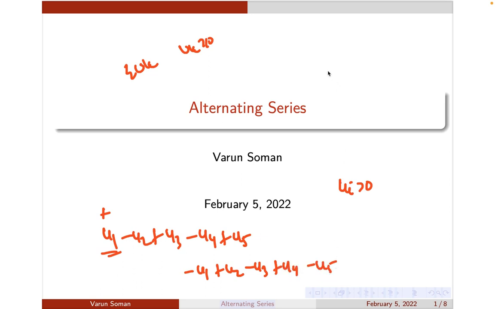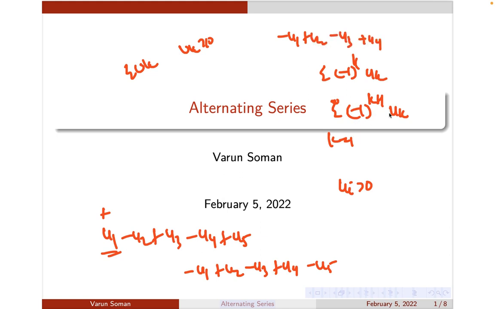Generally the alternating series will have the format Σ (-1)^k u_k, or simply Σ (-1)^(k+1) u_k, where k varies from 1 to infinity. When it is (-1)^k u_k, it will be like minus u1 plus u2 minus u3 plus u4, like that. When it is (-1)^(k+1), it will simply be u1 minus u2 plus u3 minus u4.